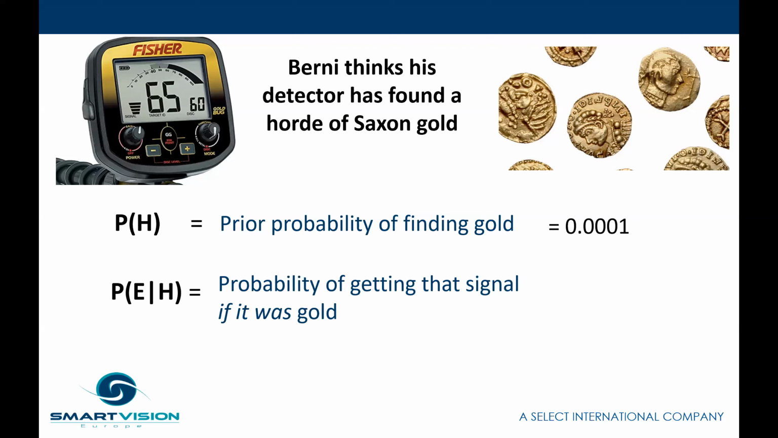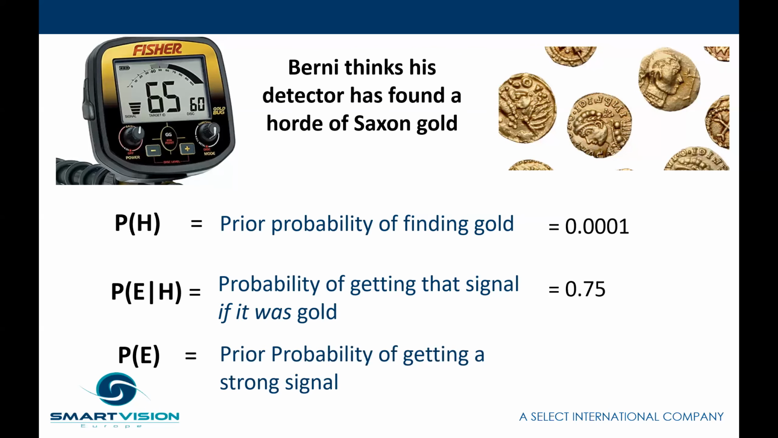What's the probability of getting that signal if it was gold? How reliable is that signal? Well, it turns out it's reasonably reliable, 75%. If you put it over a lump of gold down there and it's 4 foot down, it turns out that 75%, if you get a signal as strong as that, it usually is gold. And last one, the probability of getting a strong signal, the probability of actually getting that signal. How often do you get that? Well, it turns out you get that 1 in 500 times. So you don't really see that signal very often.